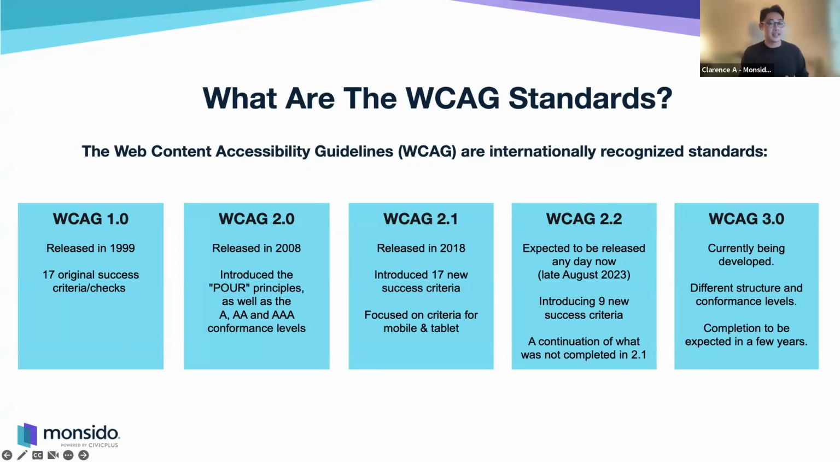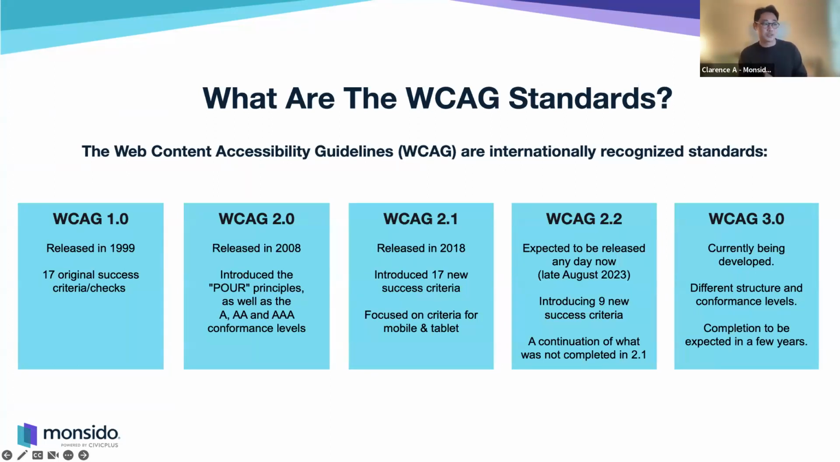Fast forward a little bit to 2008, the W3C introduced the POUR principles, P-O-U-R principles, and that is perceivable, operable, understandable, and robust, as well as the 3 conformance levels, which I will go into detail in a moment's time. But these POUR principles and conformance levels really form the basis of determining accessibility checks today. We've got 2.1, which is the current benchmark, the current standard, and this is really just due to the advent of mobile and tablets. They saw the need to introduce 17 more checkpoints, and as I mentioned, they're currently the standard today.